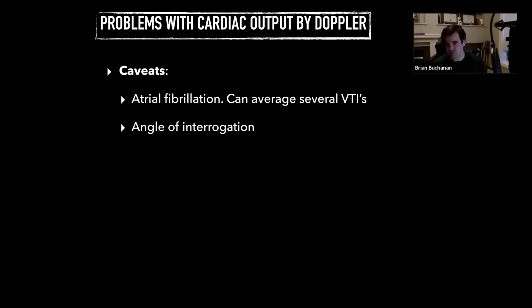In AFib, they can have variation in stroke volume, as you see a variation in atrial kick, and you often need to average several VTIs, like 5, which can take some time, as you've seen here, tracing out several VTIs. And then angle of interrogation can be a pain. If you're taking the same measurement repeatedly, then having less than 30 degrees can be acceptable, especially if you're imaging peak velocities. That's a little more helpful.